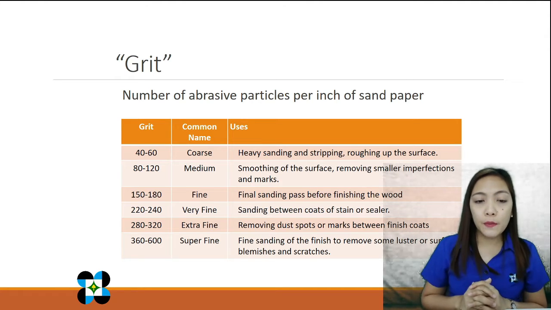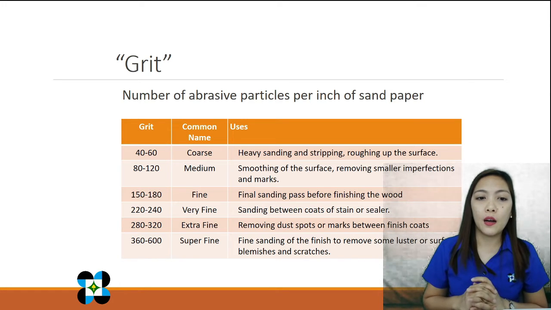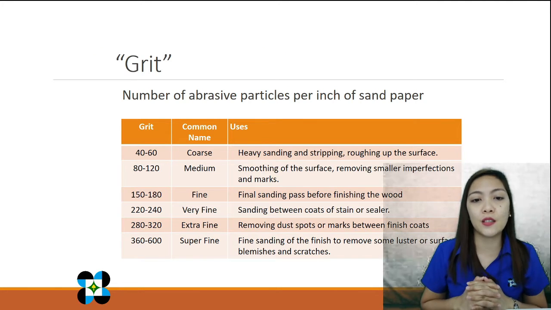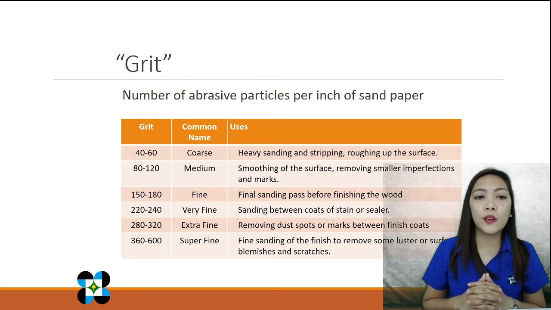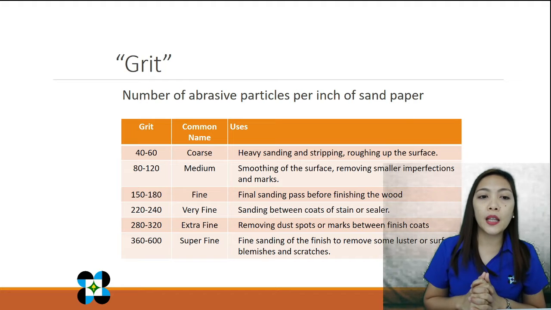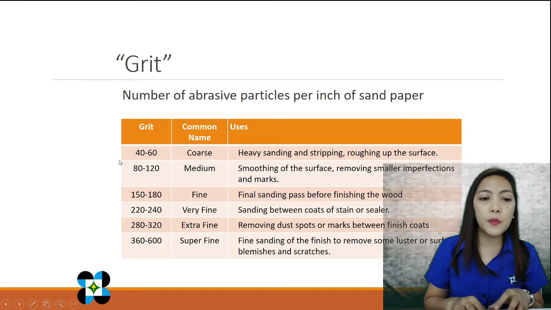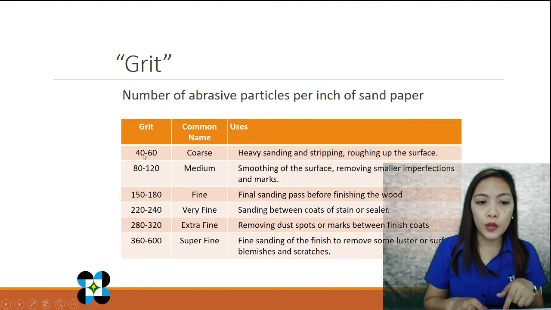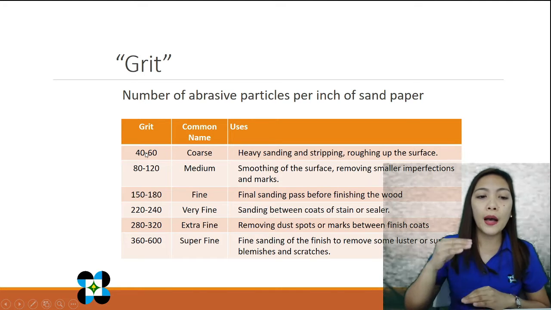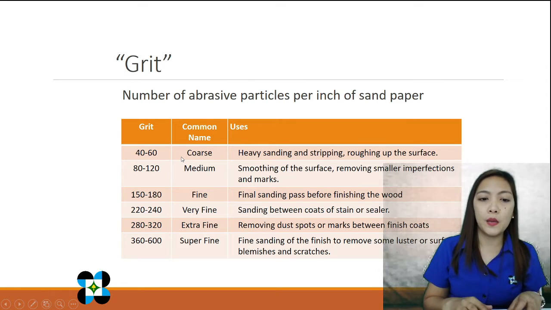So, sa sanding, as I've mentioned, we use different sanding grits. Grit refers dun sa number of abrasive particles per inch of sandpaper. Grit, or in Tagalog, ito yung tinatawag na gaspang, kung gaano kagaspang yung ating sanding paper. Ang sanding paper, meron siyang number from like as low as 40 to even 1,000. So, as the number increases, mas nagiging fine ang grits ng sanding paper.